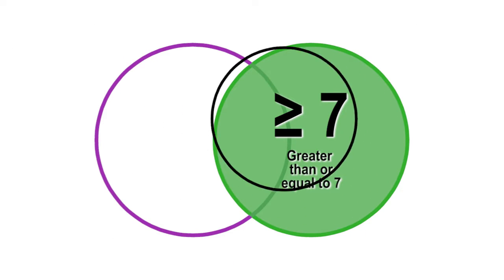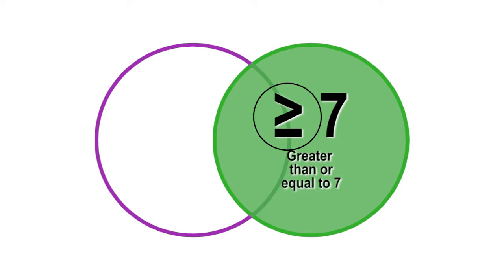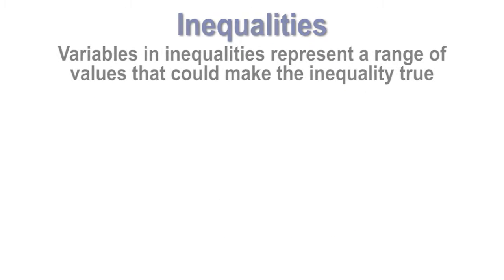The entire green circle holds all the values that are equal to or greater than 7. This is represented by the equal to or greater than symbol. This includes all values that are 7 and larger. For example, 13 is equal to or greater than 7, and 7 and 0/10 is equal to or greater than 7. The variables in inequalities represent a range of values that could make the inequality true. Let's name some values for some variables that would make the inequalities true.